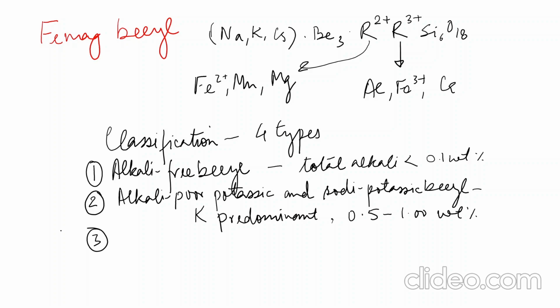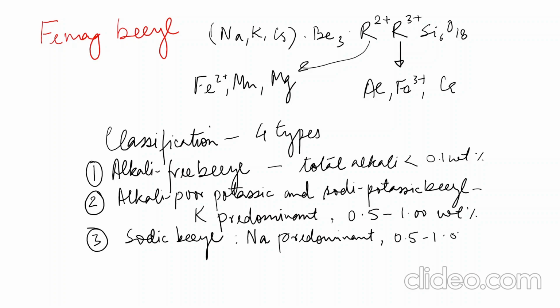Third type of beryl is sodic beryl. The sodic beryl, as the name suggests, has sodium predominant in it, and its weight percent will also vary between 0.5 to 1.00%.